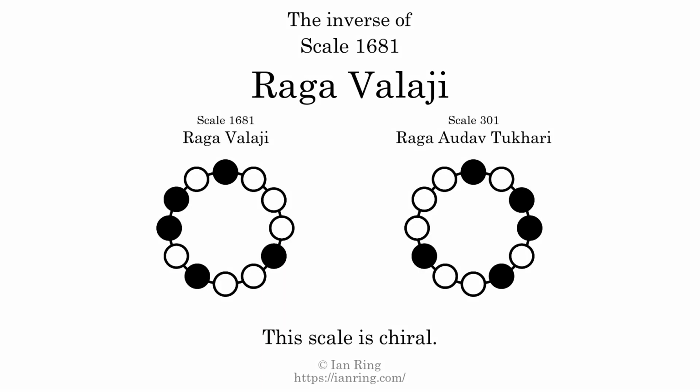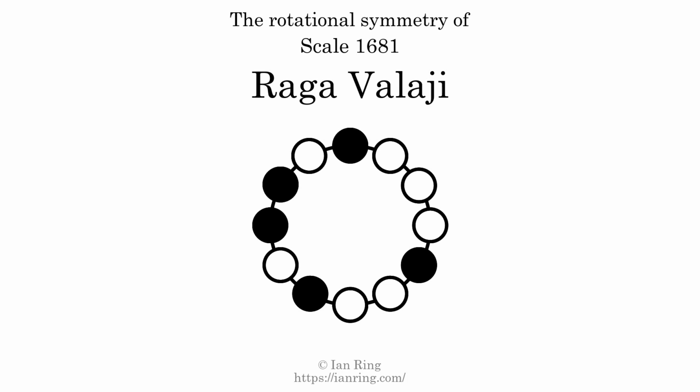The inverse of a scale is a mirror image. It is what you get when the sequence of intervals is reversed. The inverse of this scale is scale 301, also known as Raga Valaji. This scale is chiral. It cannot transform into its inverse by rotational transformation. This scale has no rotational symmetry.